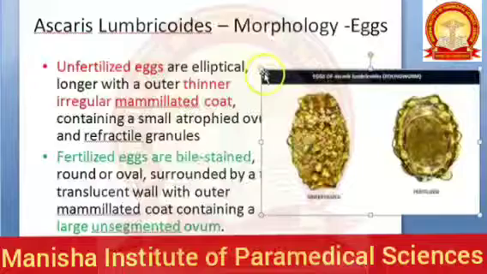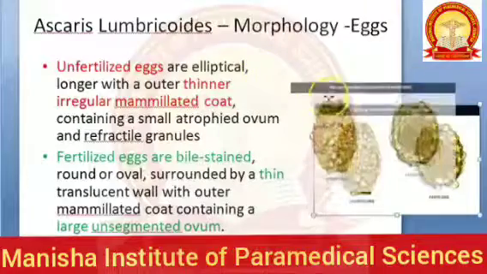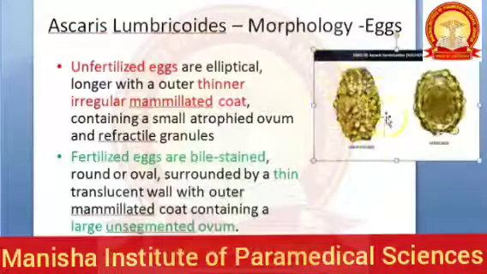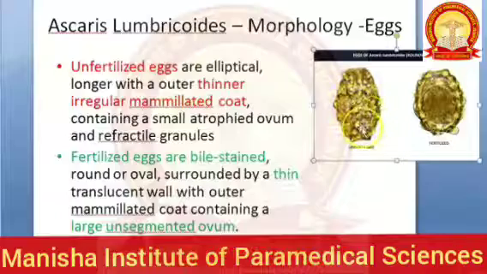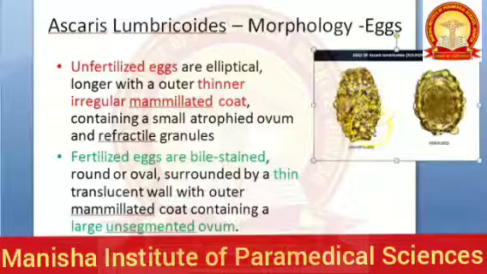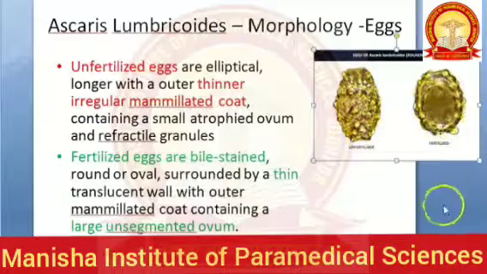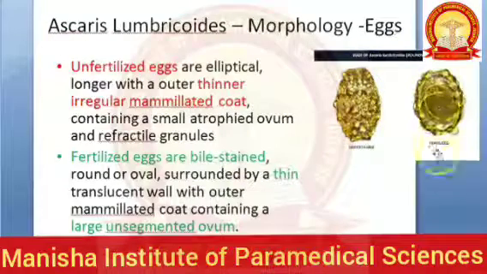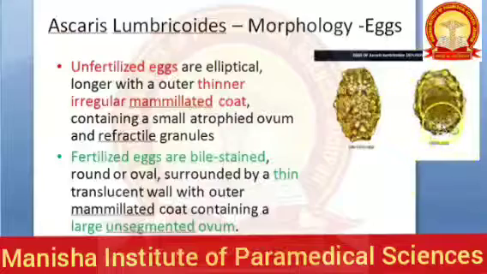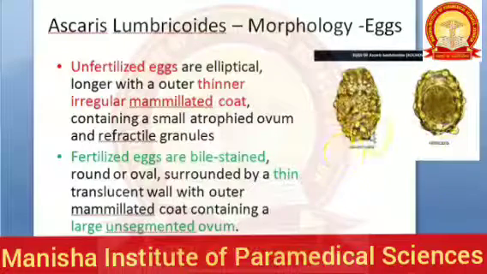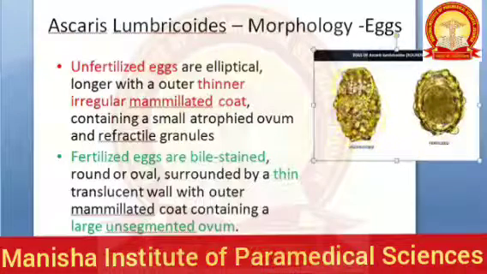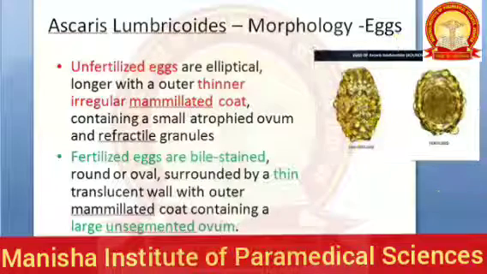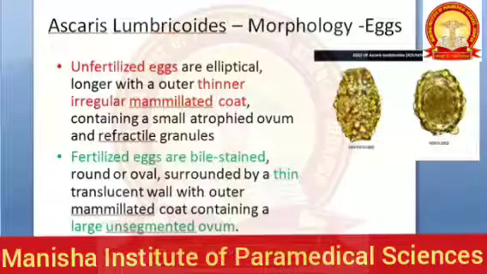The unfertilized one is going to have a thinner, irregular mammillated coat. And it is going to have an atrophied ovum because it's not fertilized. It's elliptical, it's longer. Now the fertilized ones are bile stained. Anyways, moving on.